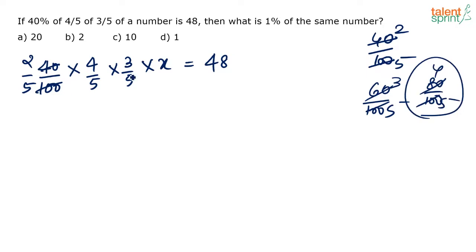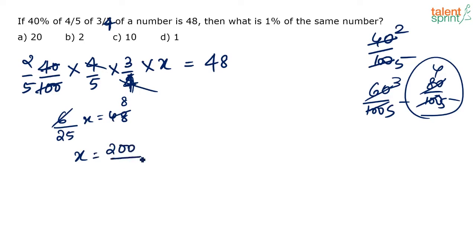One second, I think it is 3 by 4. I think there is a typo here. It has to be 3 by 4. So what will happen? This and this will get cancelled. So you have 6 by 25 x is equal to 48. So you get x is equal to 200. Now the question is, what is 1% of 200? It is 2, correct?